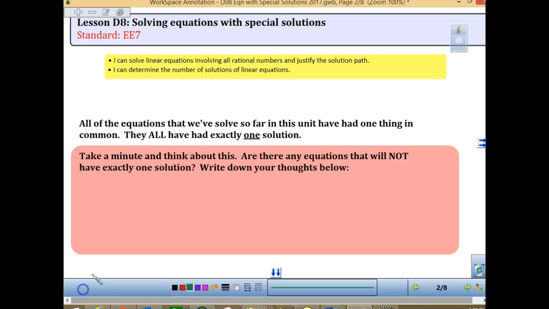Special solutions. All equations that we've solved so far in this unit have had one thing in common. They all had one solution, okay? Every time we got x equal or y equal the number. It might have been a fraction or a decimal, but every single time we got one solution. So I want you to think right now, are there any equations that will not give us exactly one solution? Write down any thoughts you have on that right now in your notes.